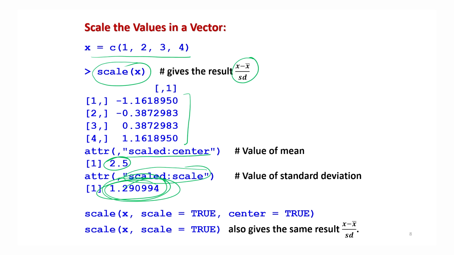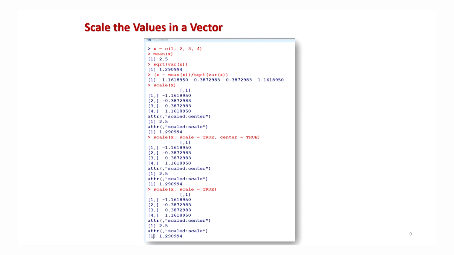Now in case you use the complete command, which is advisable, then you must use both the scale and center options, which can be written as scale of x, scale is equal to true and center is equal to true. You have to be watchful and careful here that scale is also an R command and scale is also a parameter to be given inside the parenthesis, right? And similarly, if you use only scale x, scale is equal to true, then both these commands will give you the same outcome, x minus x bar divided by SD, right? So now you can see this is the outcome.